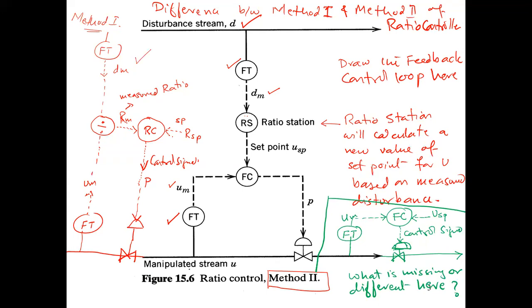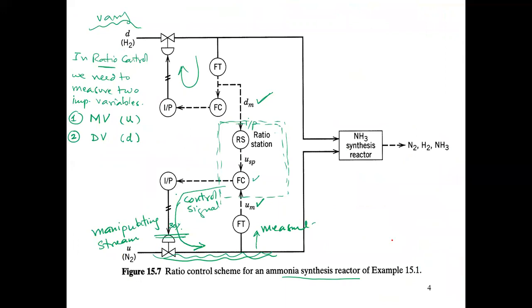Method one for the ratio control, this is method number two, and then we compare it with this in the green color block diagram of the feedback control system. Further, we studied and figured out that in ratio control we need to measure actually two things, in which disturbance is one important variable and the manipulated variable is the other one.